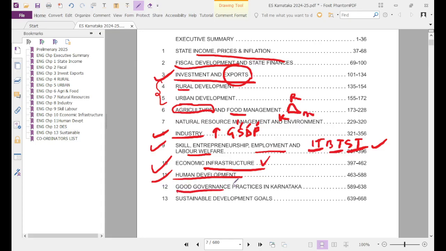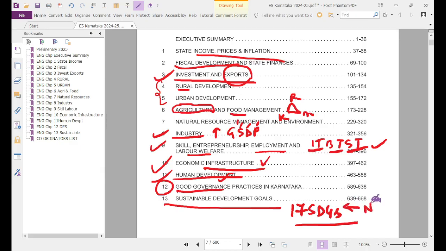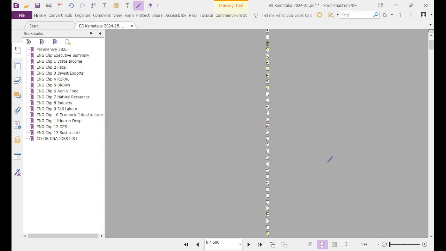Then good governance practices that Karnataka has implemented, which are good case studies to be emulated by other states as well. And sustainable development goals, we have 17 sustainable development goals, and how is Karnataka progressing on those parameters, which is even ushered by the Niti Aayog from the center. The Niti Aayog SDG index exists, right? So such things one has to look into.